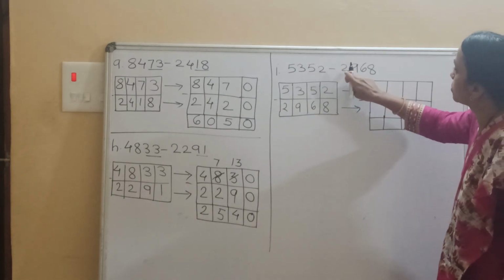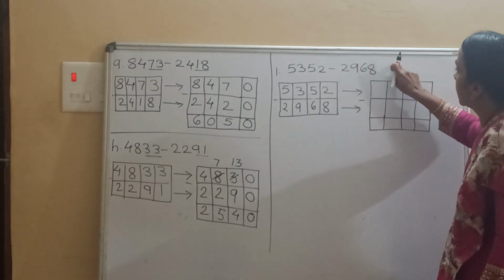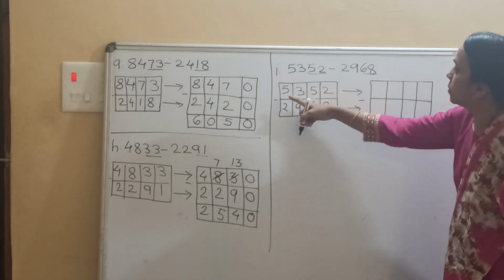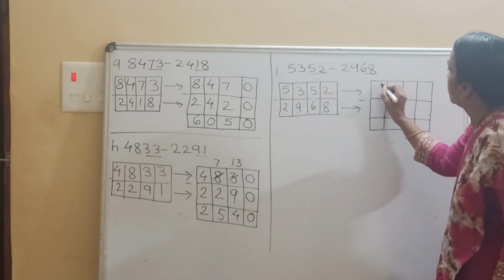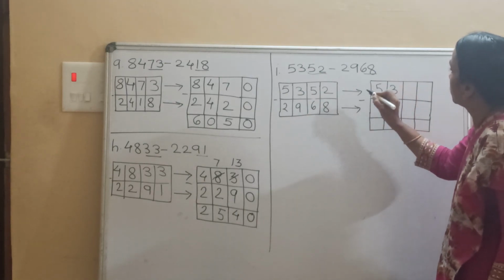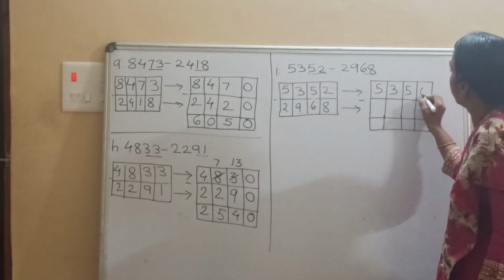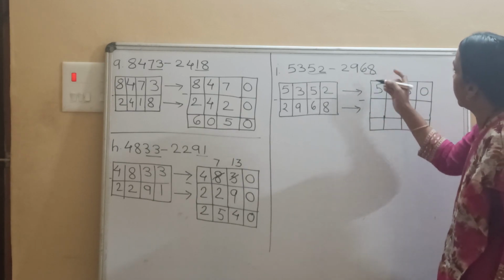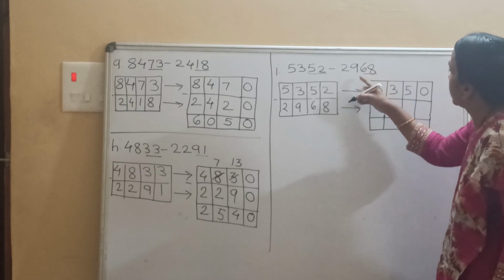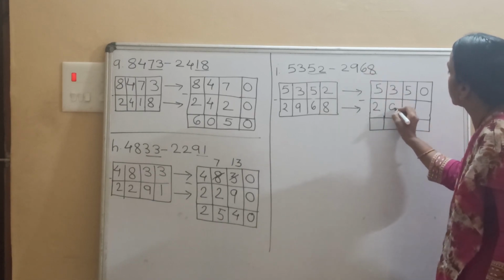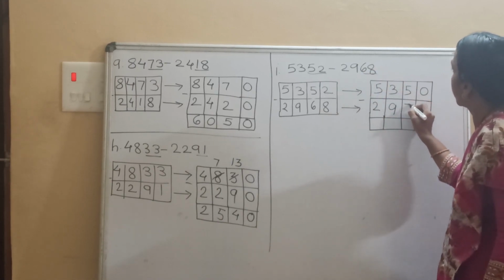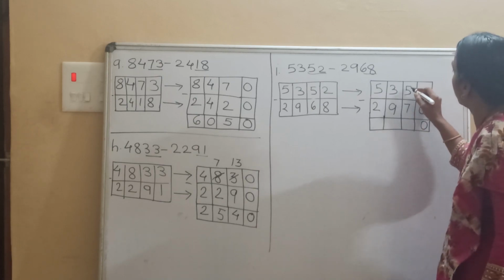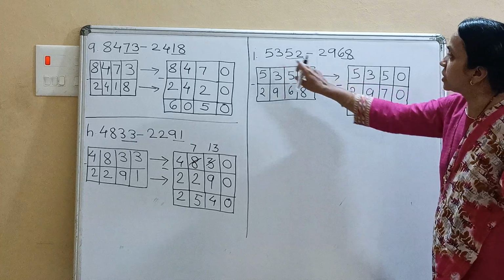Okay. So now I question. 5352 minus 2968. So we have to consider only these two numbers. So 5352 is very much closer to 5350, minus 2968. So 2968 is very much closer to 2970. So 0 minus 0, 0. 5 minus. Now see I question.